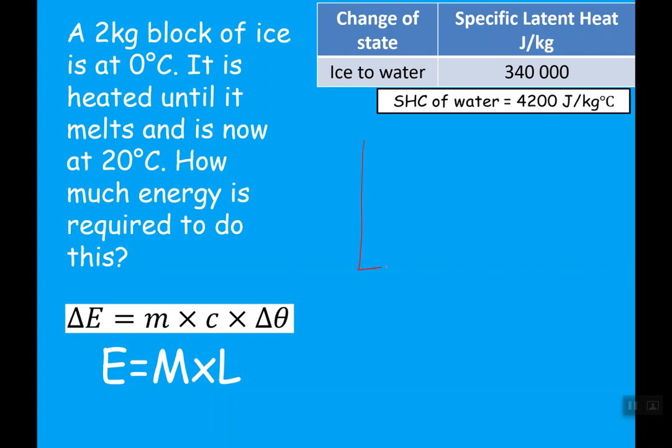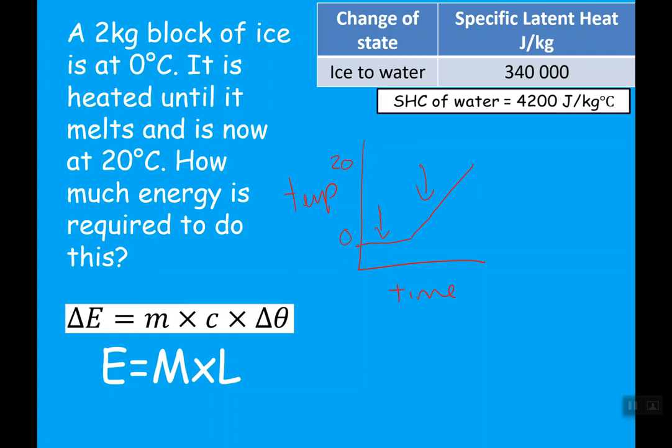If we made a graph of this and we said there's time there and temperature there, what we're doing is we've got 2 kilograms of ice. It's at 0 degrees Celsius, so let's just say 0 is here. We're heating it until it melts, and now it's at 20 degrees. So what we're doing is we're doing this. We're heating it, it melts, and then we heat it some more, and it increases from 0 to 20. So first off, we're going to need energy to do that stage, and energy to do that stage.